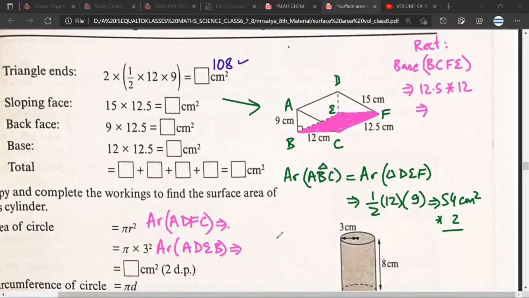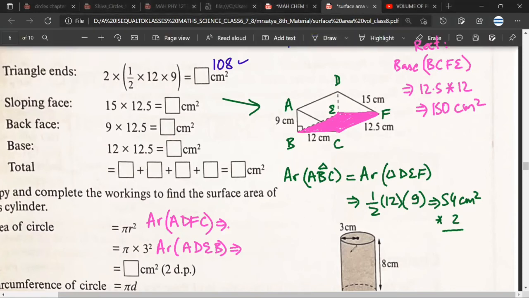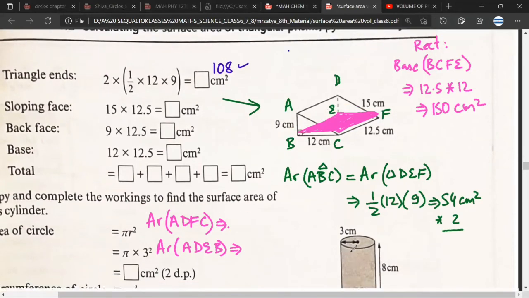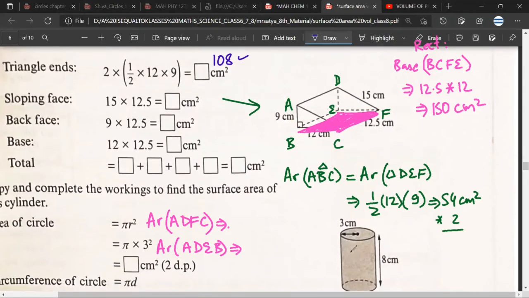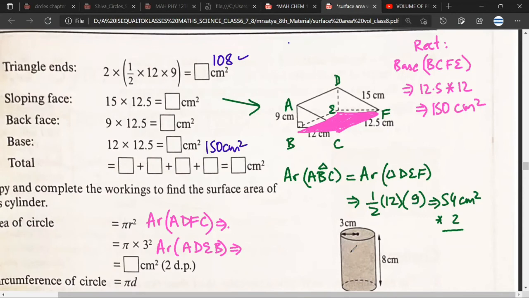Mr. Sarthak? Yes. So 12.5 into 12, this would be 150 centimeters square. Are we comfortable? Yes, sir. Mr. Sarthak, are we comfortable till here? Yes, sir. So this base is 150 centimeter square. Okay. Now Satya, what should we do? Now, we have to find the behind part.